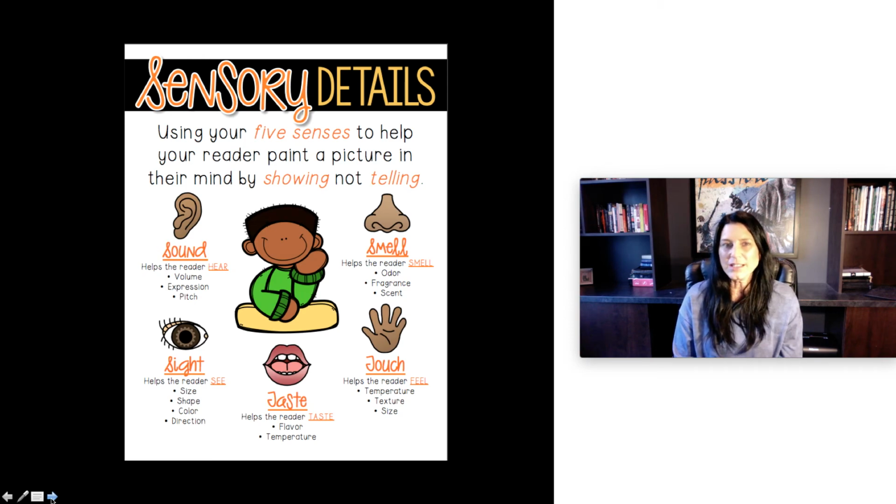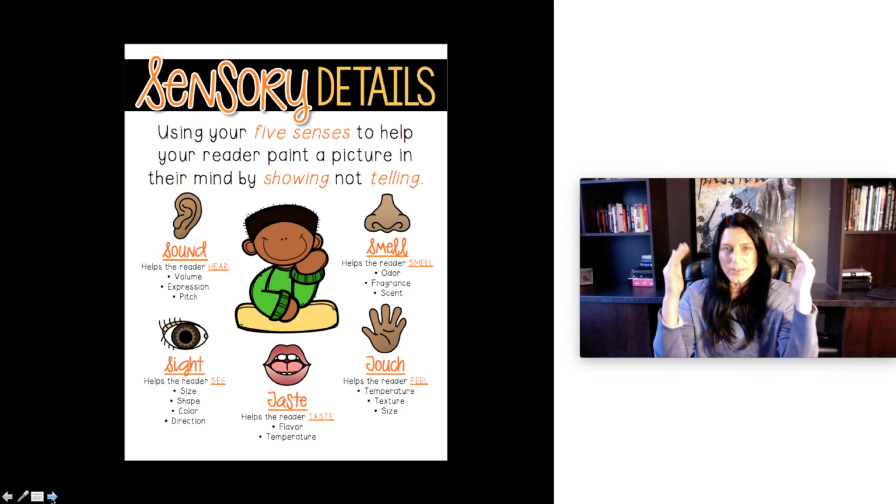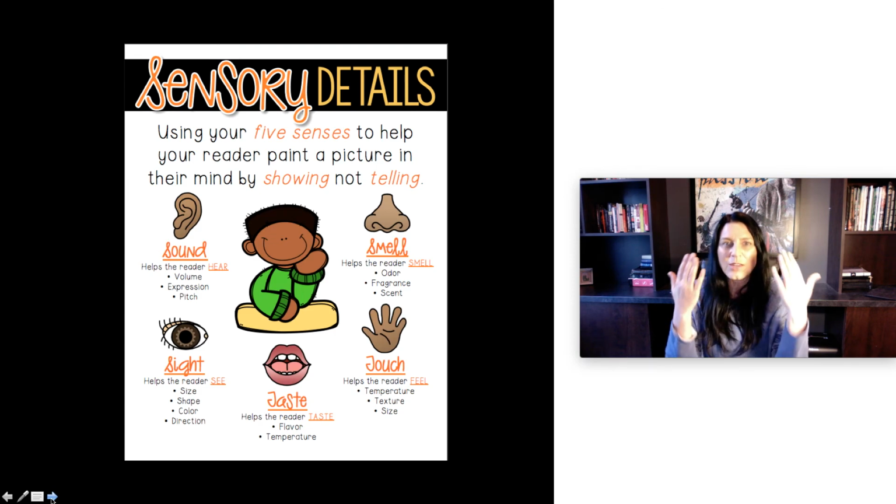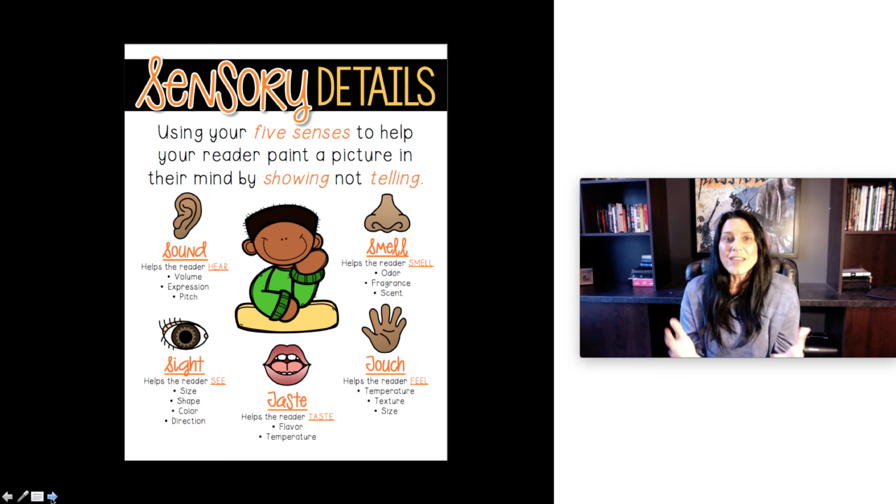So sensory details we've been using really since kindergarten. It's when we use our five senses to help our readers make that movie in their mind so they feel like they're right there in the story with the characters. The best way to do this is by jumping in the shoes of your character and thinking about what your character might be hearing or smelling or tasting or seeing or touching in that moment in your story, and then using precise words to describe those things for your reader.